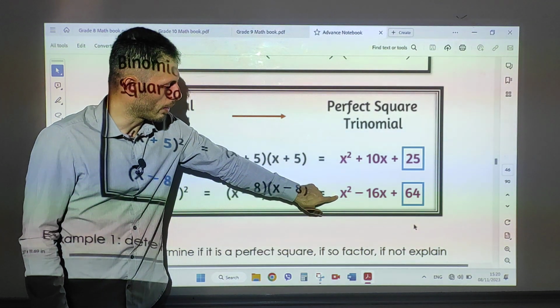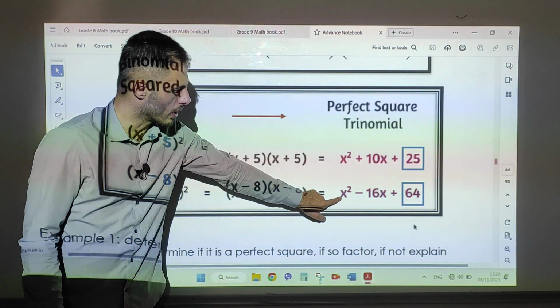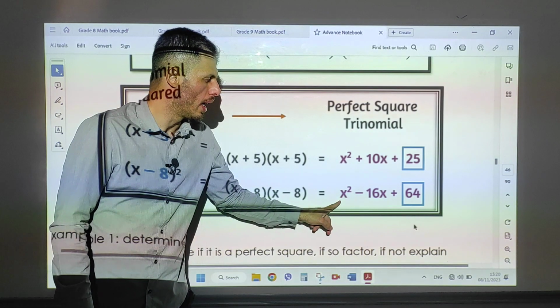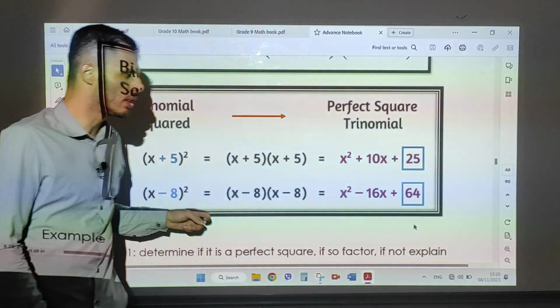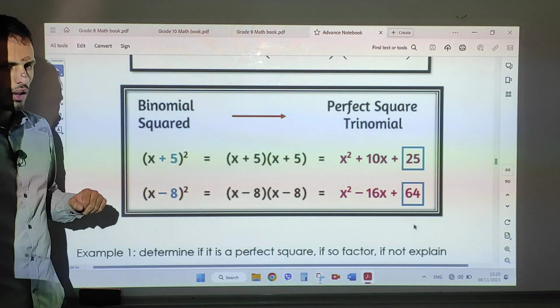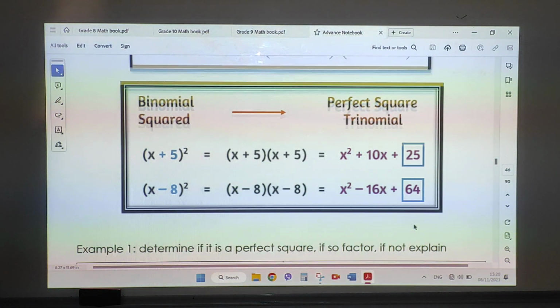This one, you think about the square root of this one, which is x. The square root of this one is 8. X, 8, and between them must be minus. X minus 8 power 2. Like this. Then let's see the examples.